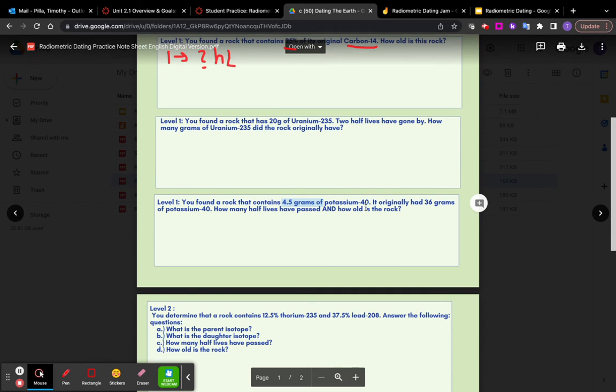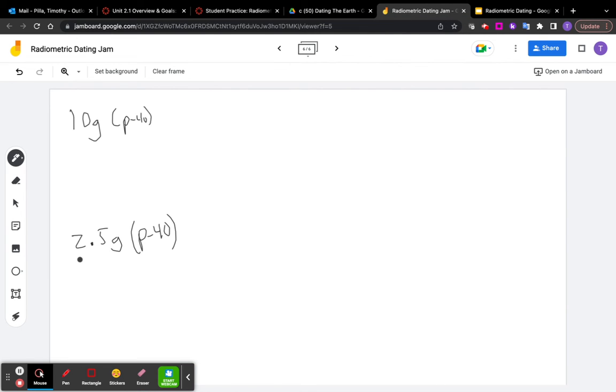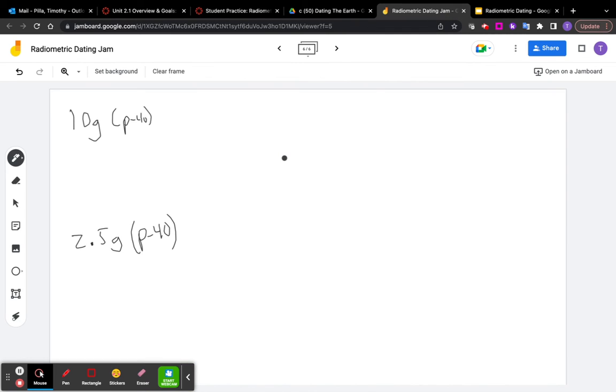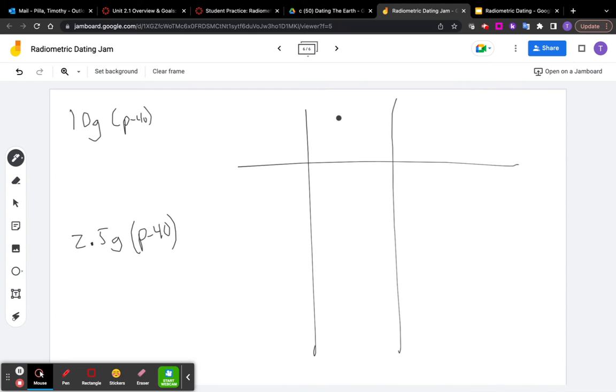They told you it has 4.5 grams of potassium-40 and originally had 36. I'm not going to do the exact question because I don't want to give you the answer. But I'll do one exactly like it. They tell you that it has this much now, but it started with this much. So they want to know how many half-lives have passed and how old is the rock. So we have to figure out how many half-lives have to go by to go from 10 to 2.5. We can make our table. We're not going to do percents here. We'll do grams again of parent isotope and time. We know that it started with 10 grams. That was at 0 half-lives and 0 time.